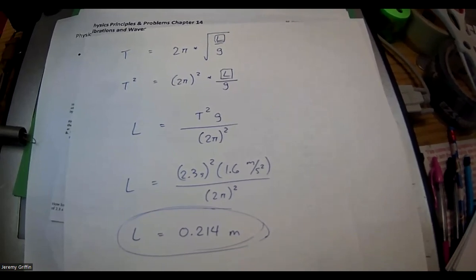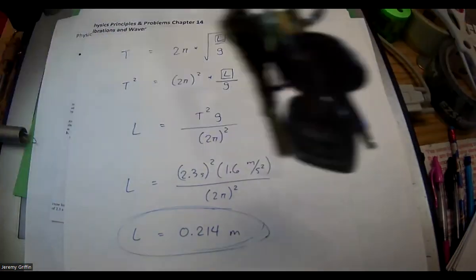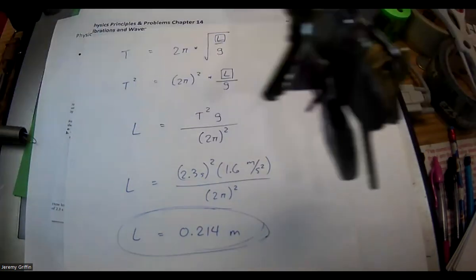0.21 meters. Now 0.21 meters, is that 21 centimeters? Oh, a 21 centimeter pendulum. We can make a 21 centimeter pendulum. It's about this right here. Oh, I typed the wrong thing in the calculator. All right, okay, that's what happened then.